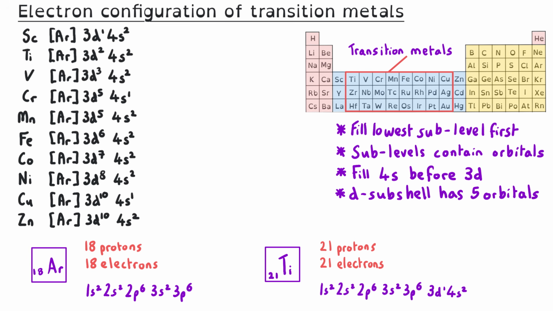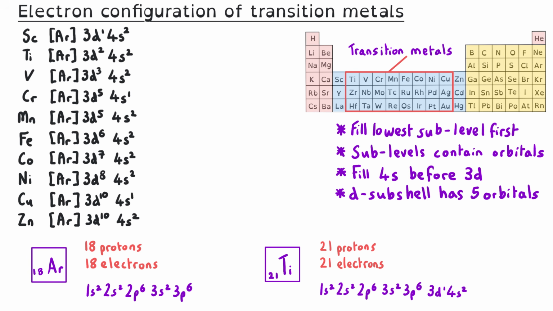And we can see this pattern if we look at the top 10 elements in the D block from scandium through to zinc. You can see that I'm showing the electron configuration of argon as a shortcut, so I don't have to keep writing it all those 10 times. And I'm just focusing on the 3d and the 4s subshells so we can see how those are filled.